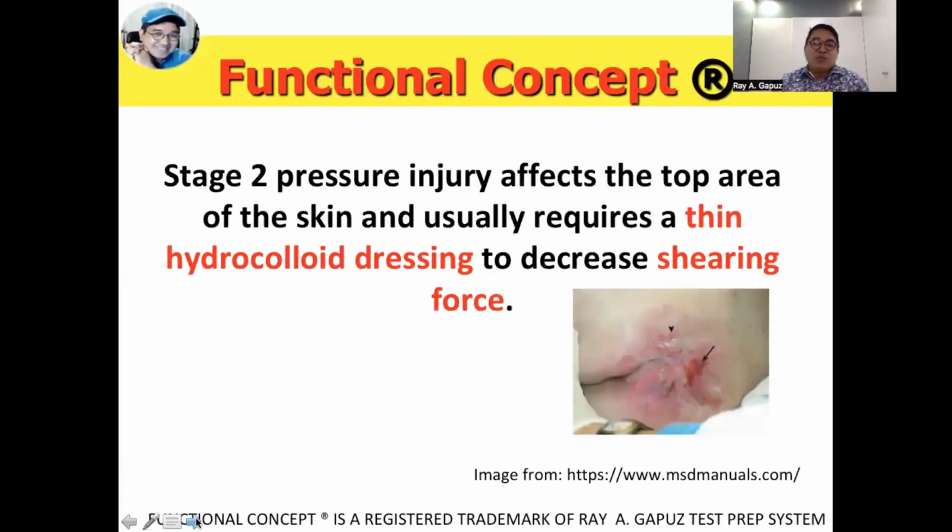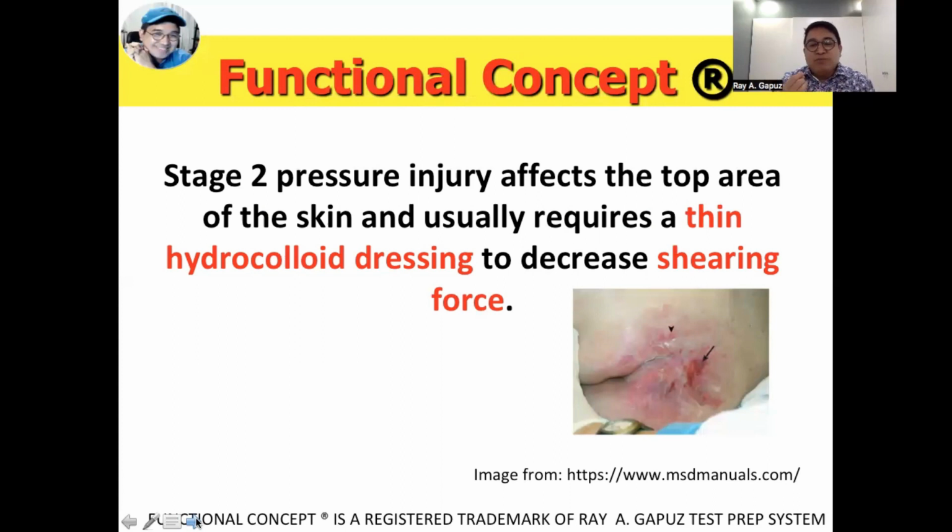Next would be your stage 2 pressure injury. And if you talk about stage 2 pressure injury, it's the pressure injury that affects the top area of the skin and usually requires particular attention to the dressing, a thin hydrocolloid dressing. And primarily the purpose of that dressing is to decrease shearing force, okay, on the skin, okay? So that would definitely decrease the friction on the skin. So if your patient is having stage 2 pressure injury, what are the things that we need to assess?